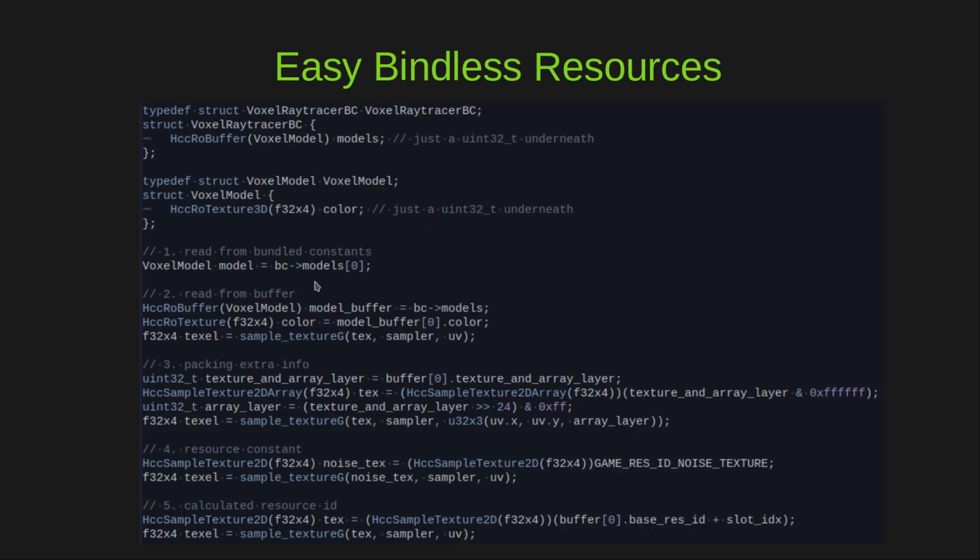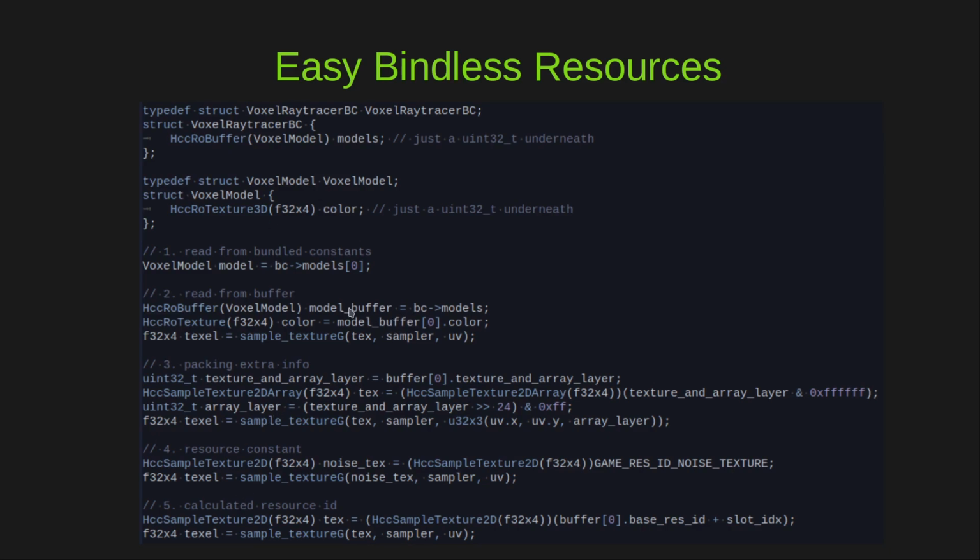So if you see here, these are CPU and GPU visible structures. So there's the ray tracer bundle constants and there's the voxel model. So yeah, these resources are just indices, right? They can be put in buffers, they can be passed around however you like. They could be passed around through the rasterizer state. They could be set out via the pixel and everything like this. So here I'm just reading the voxel model out from the models array here.